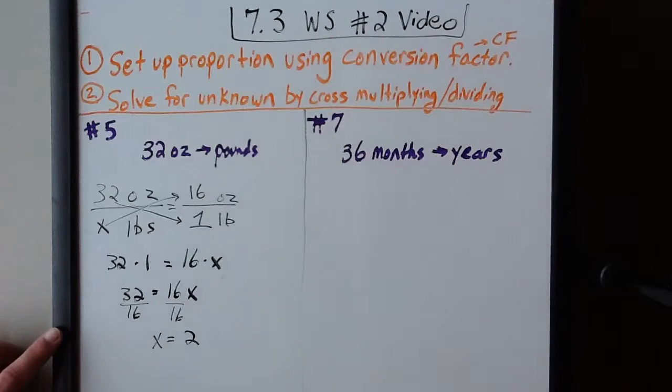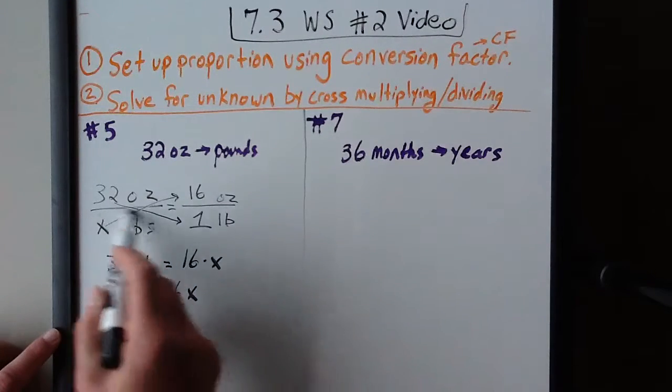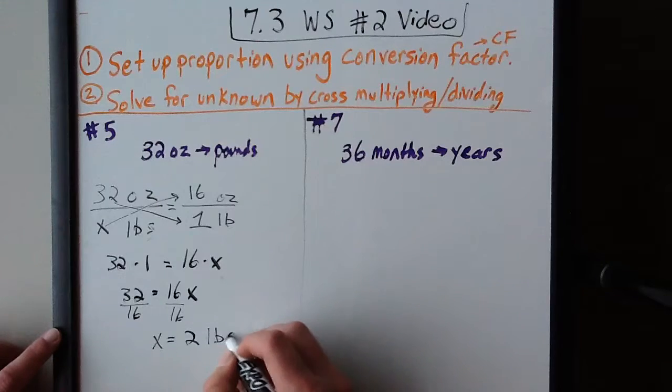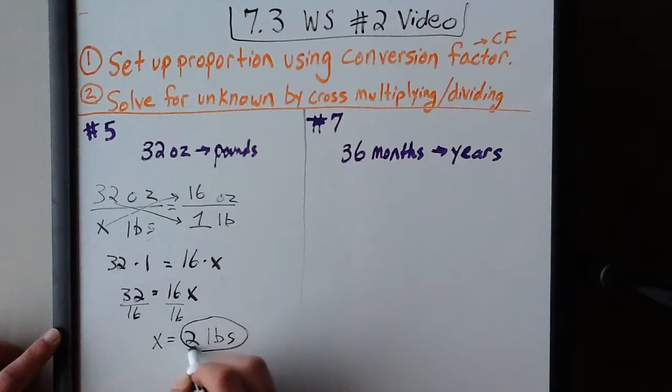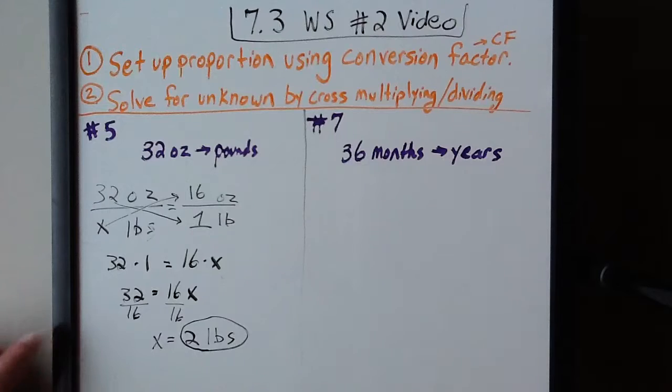Finally, I need to label my units. To what? To pounds. Okay, so what we found here is that 32 ounces, if I convert that to pounds, is 2 pounds. 32 ounces is 2 pounds.